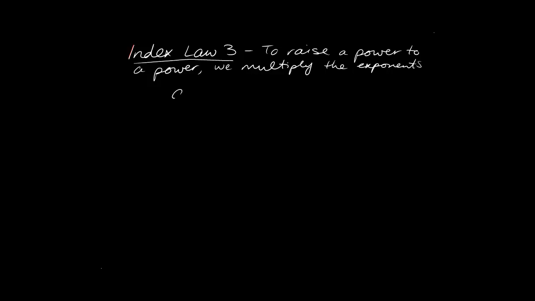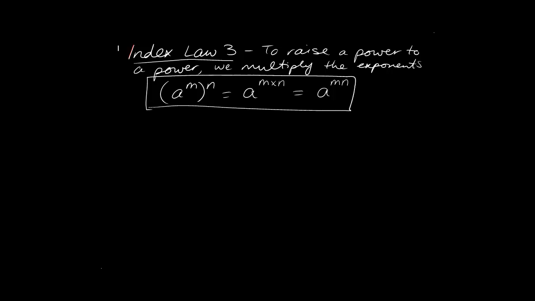Okay, so index law 3: if we already have a power, say a to the power of m, and we're trying to raise it to another power n, usually the brackets will give it away. This is the same as a raised to the power of m times n. Notice it's quite different from index law 1. Like I said, the brackets will give it away. Here we multiply the exponents, and in algebra m times n is often written in short as just mn. So this is the next index law to commit to memory.